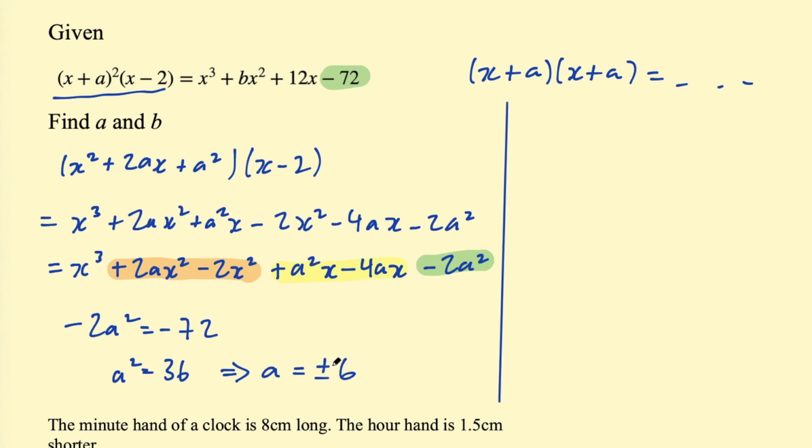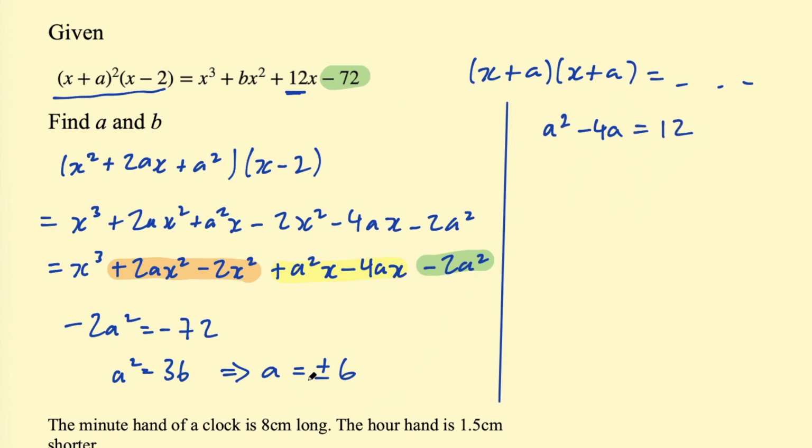How can we find the single solution for a? We need to use these terms in yellow, the x terms. So then we look at a squared take 4a. These are the coefficients of x, and these need to equal the coefficients of x on the right hand side of this equation. So these need to equal 12.